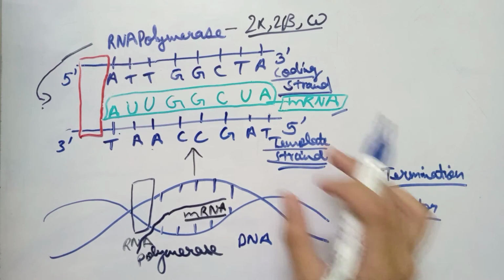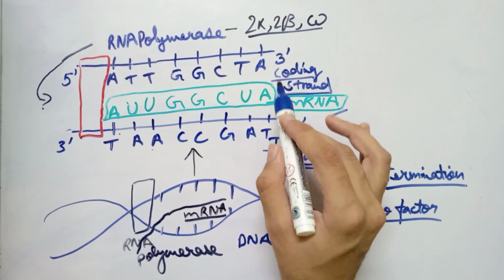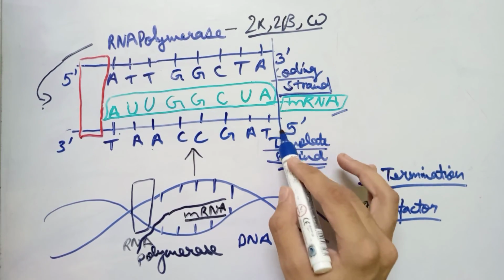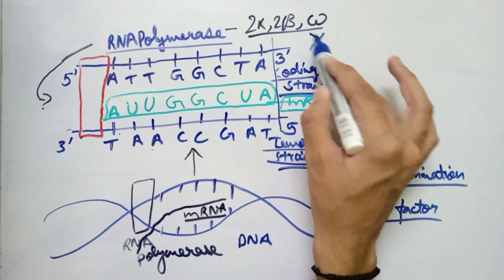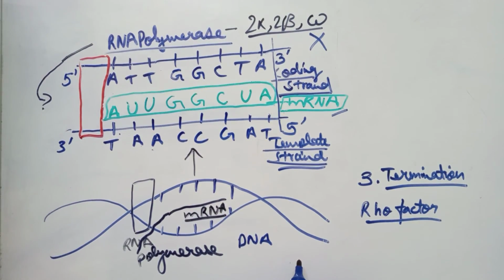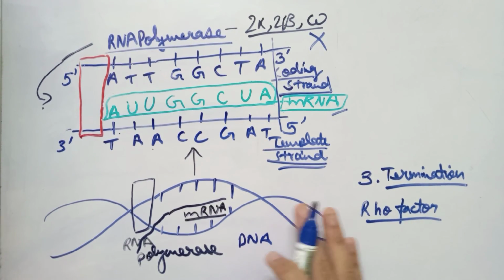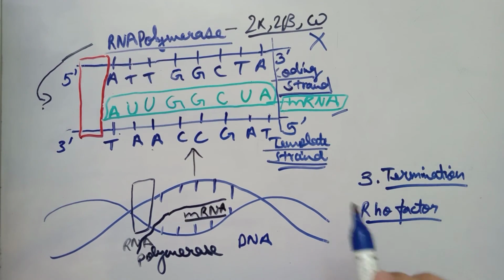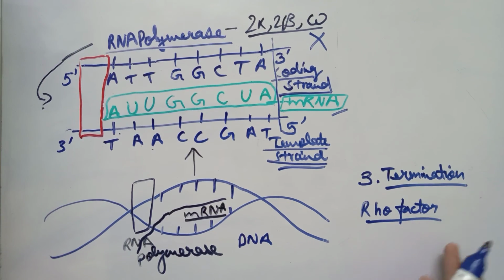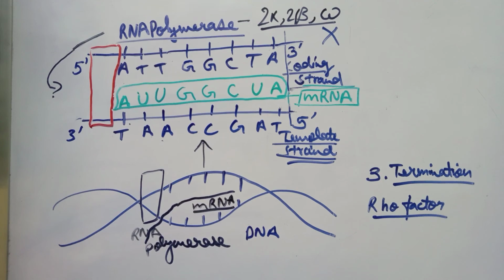Now the Rho factor will combine with this RNA polymerase and will tell it to stop its action. So after transcribing this much of this gene, the RNA polymerase will terminate its action and stop the transcription. This step is known as the termination, because in this step the RNA polymerase terminates or stops its action and stops making the mRNA. So this is the final step of the transcription process. In this way transcription is done in the case of prokaryotes.